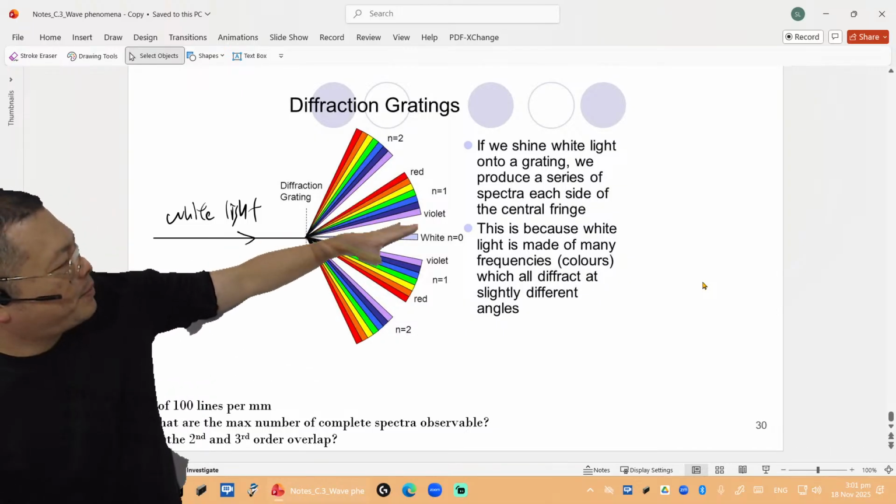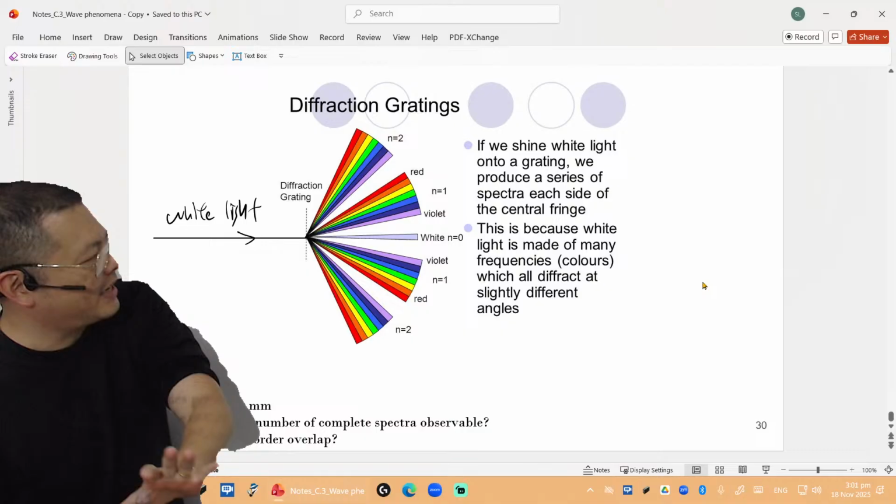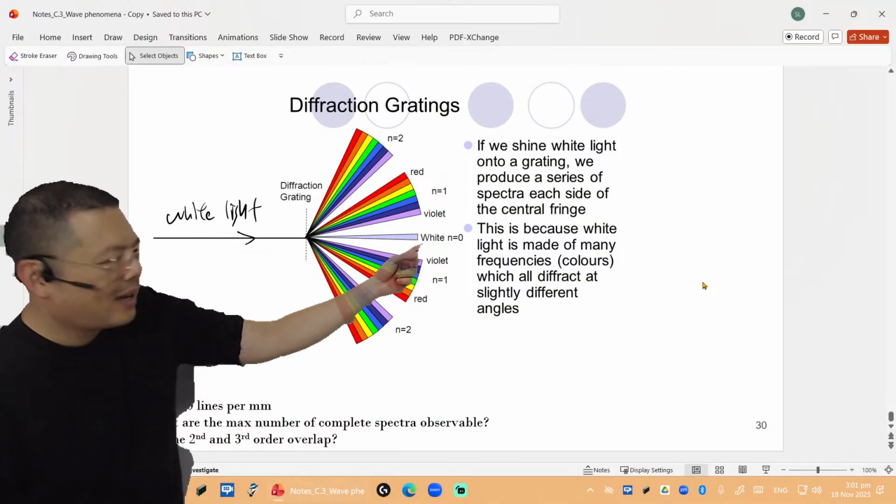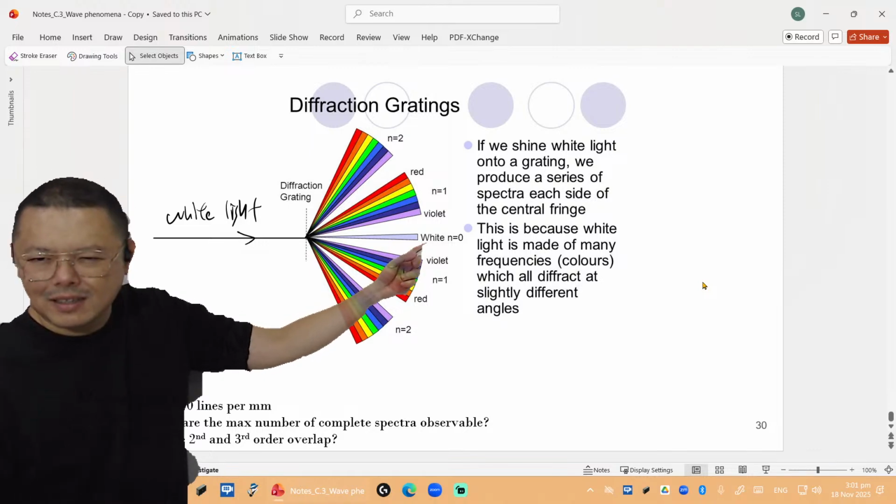Okay, but there you go. Notice a couple of strange things. Number one, the central maxima is... why? Why is it white?